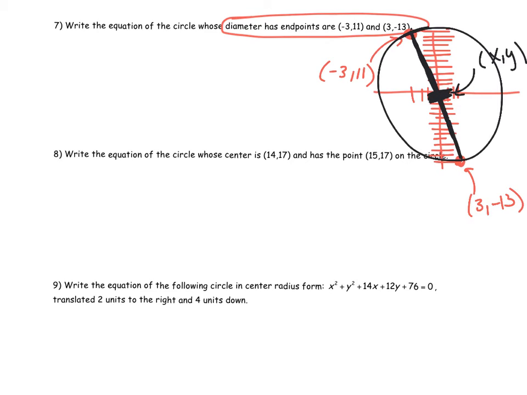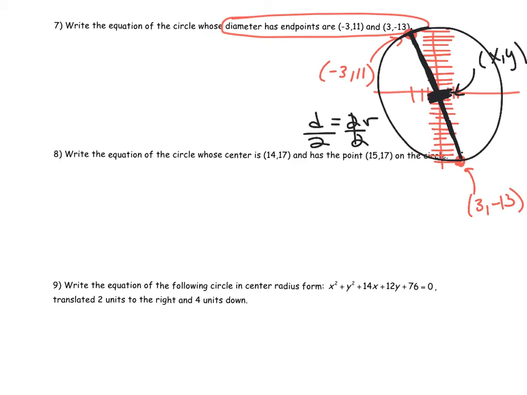So if I use the midpoint formula, I can get the center. And if I use the distance formula, that will get me the length of the entire diameter. And remembering, a diameter is twice the length of a radius. So we would just have to cut that diameter length in half to get our radius value.